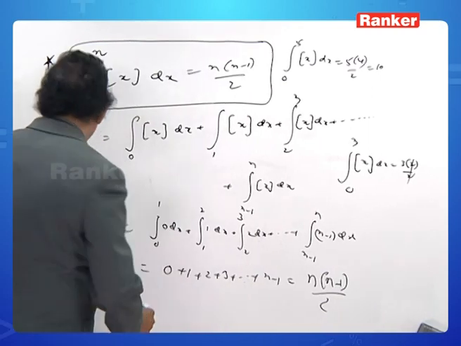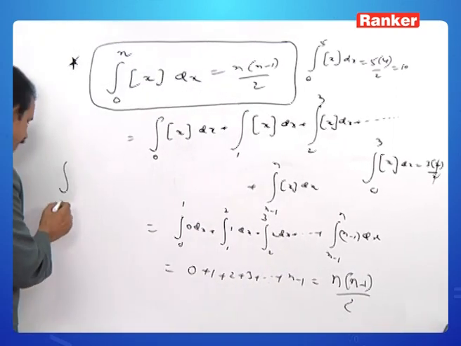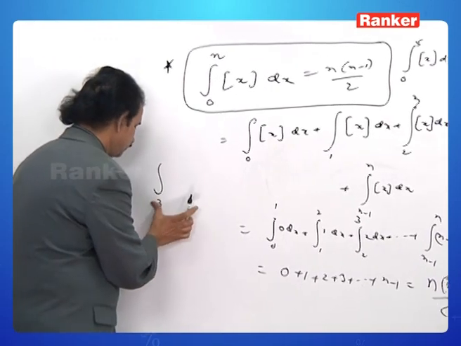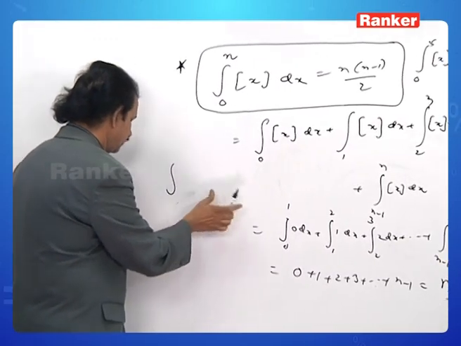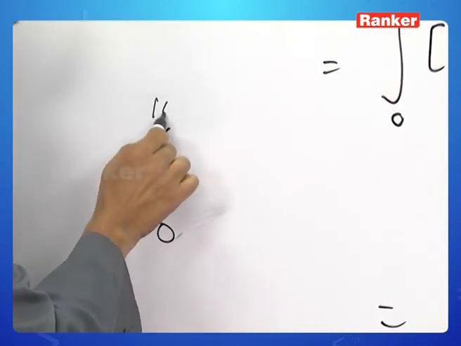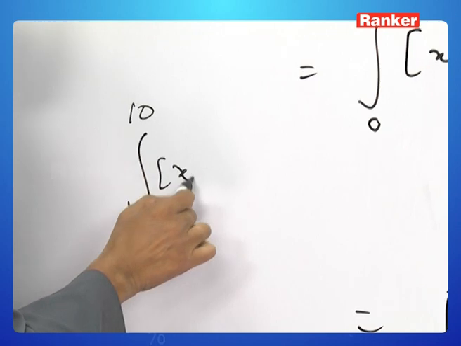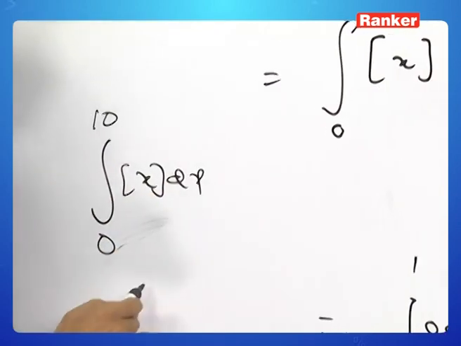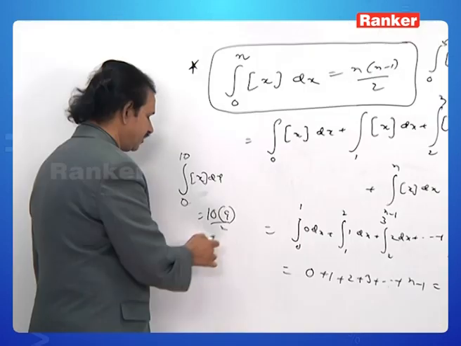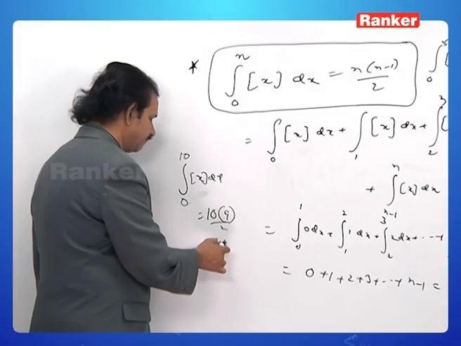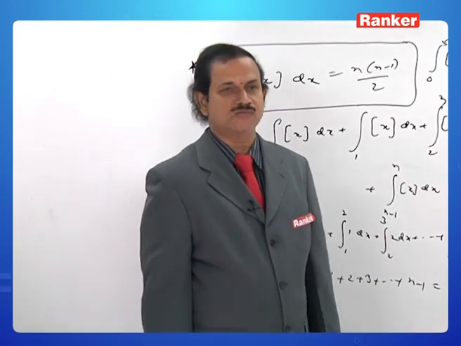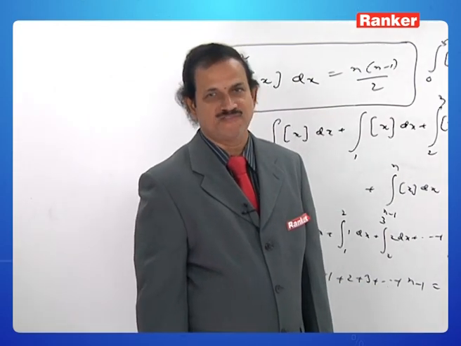One more integral, 0 to 10 integral part of x dx. What is the answer for that? 10 into 10 minus 1 is 9 by 2, 90 by 2 is 45. Like that, we'll be making use of that formula, which is a beautiful and famous formula.